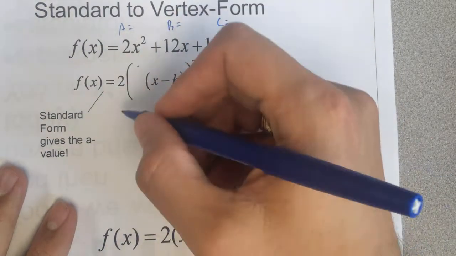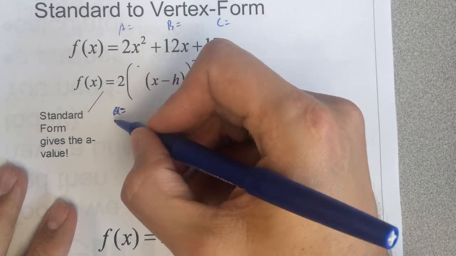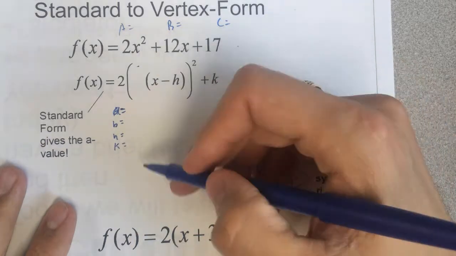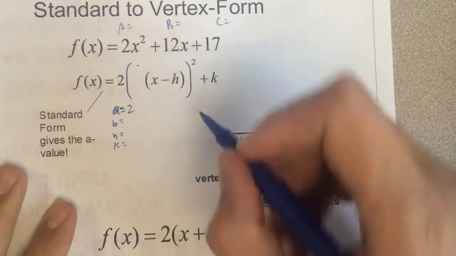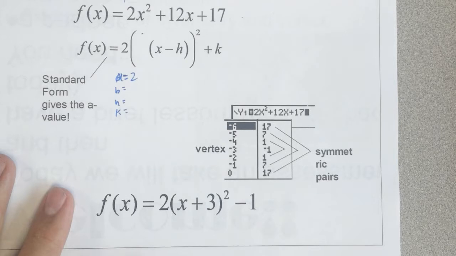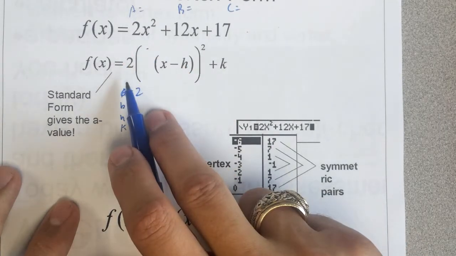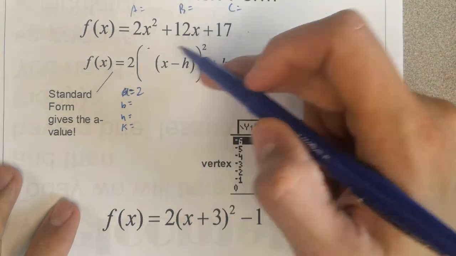If I have on this one my A, B, H, and K, what's the one that stays the same? My A value. Look, it's the same. It's already written there for us. So when we're writing it, and you can see it down here as well, we go ahead and keep that in there. And then we're going to go to my B and my H and K.